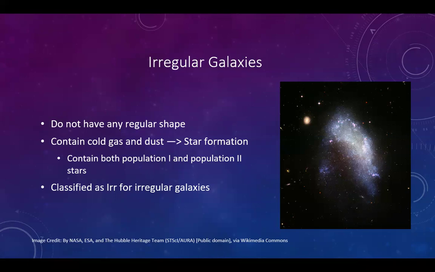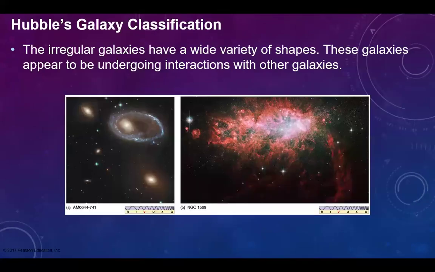So irregular galaxies have funny shapes. A lot of irregular galaxies show evidence of collisions. So irregular galaxies have a wide variety of shapes. They tend to appear to be undergoing interactions with other galaxies. And those interactions cause bursts of star formation. So irregular galaxies also tend to be pretty bluish because they have lots of young new stars.